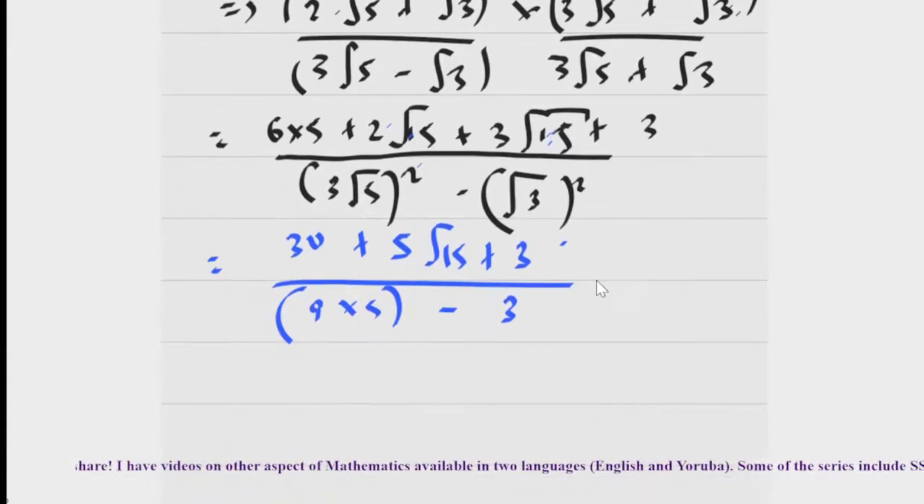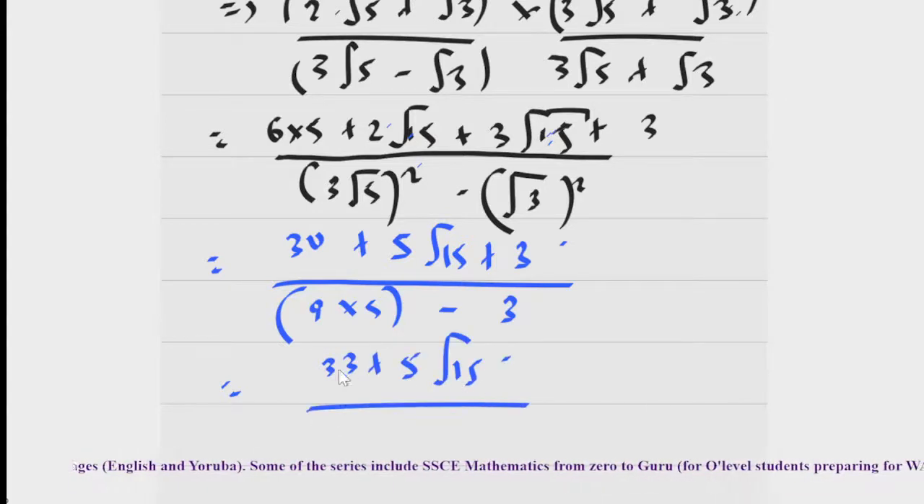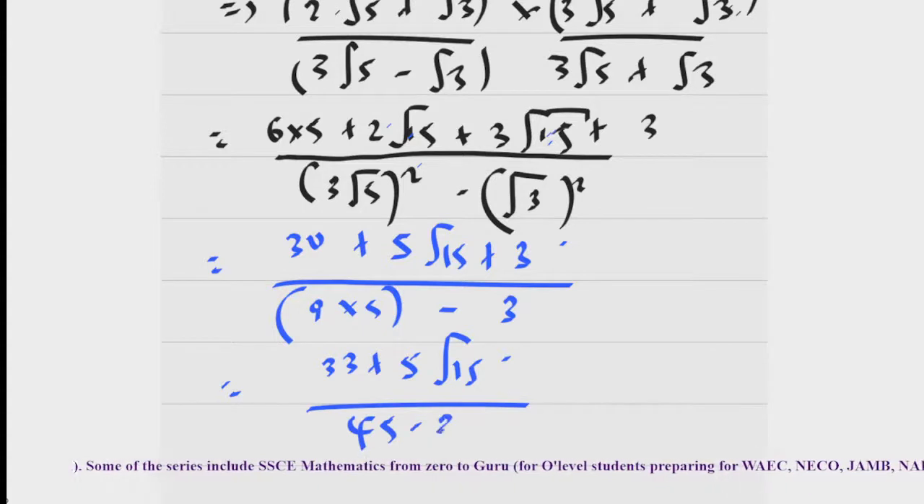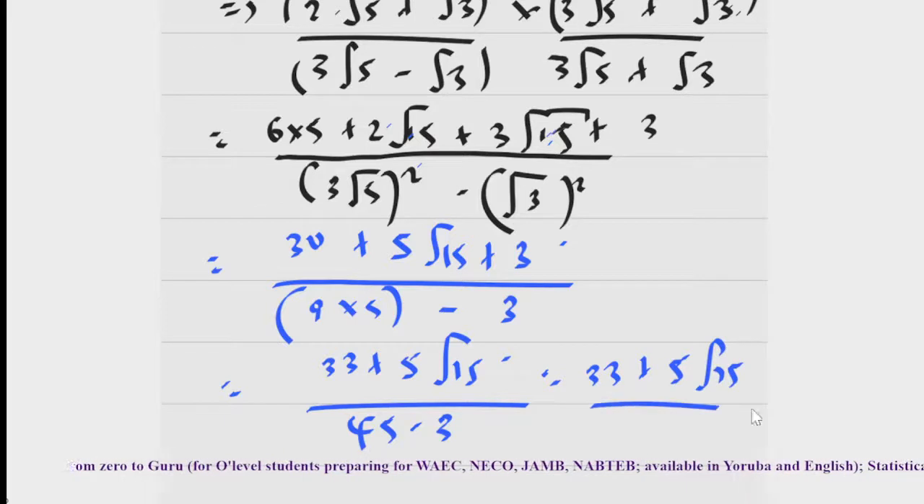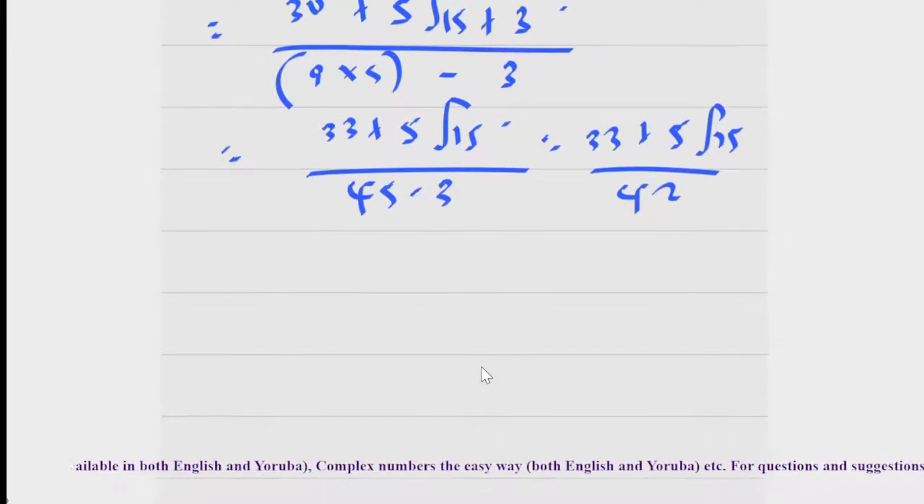So if you simplify this further, 30 plus 3, that is 33, plus 5 root 15, divided by 45 minus 3. So that is 33 plus 5 root 15 divided by 42. I think there is no such number you can use to divide it, so in that sense, you are going to leave your answer that way. You can see it is very simple. Just rationalize the denominator and simplify further.